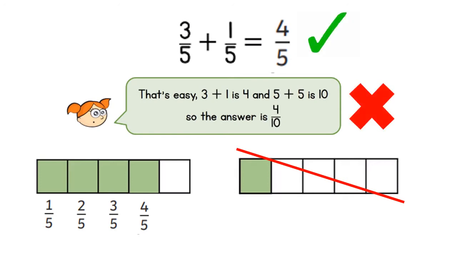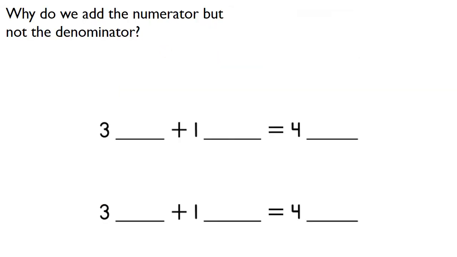So this girl is incorrect because what you might see that she's done is she has added not just the numerator but she's also added the denominator. She has added the fifths to give her 10, which is incorrect. So why is it that we add the numerator but not the denominator?